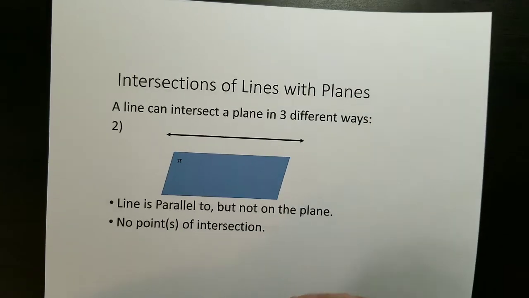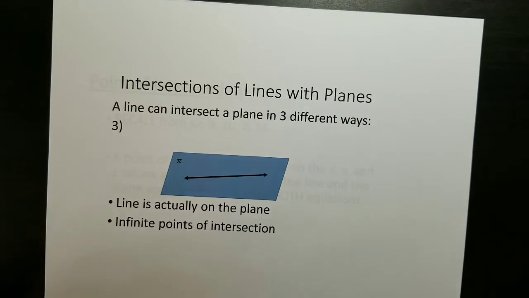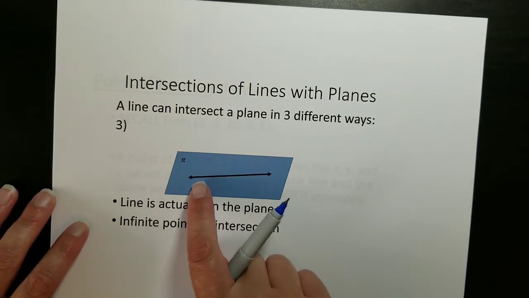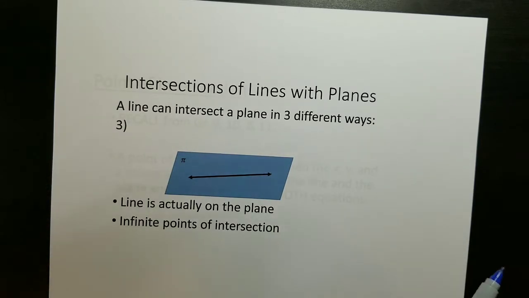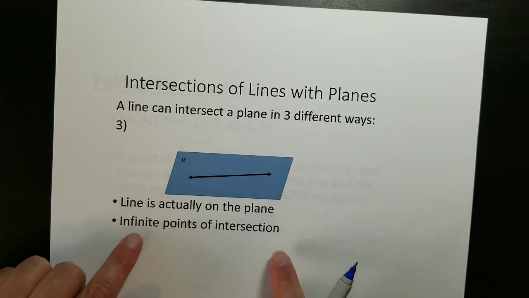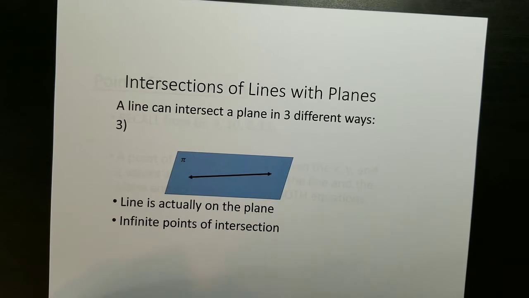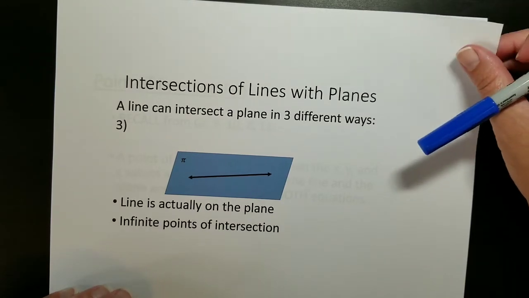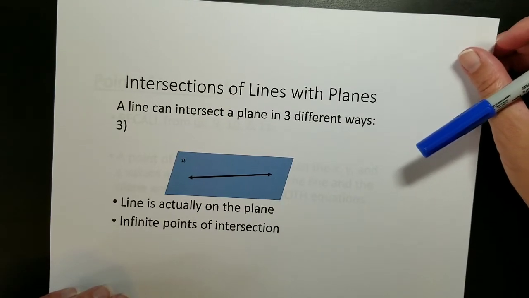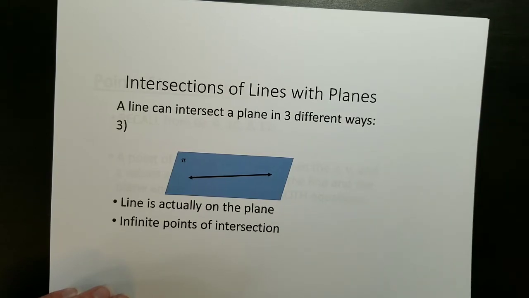So this line would not intersect the plane at all, and there would be no points of intersection. And the third and final case here is if the line actually lay on the plane. If the line is directly on the plane, then there's infinite points of intersection, and when we go to solve for that, we're going to see that all of the points on the line are also contained on that plane. So there could be 0, infinite, or 1 point of intersection when we look at the interaction of a line and a plane.